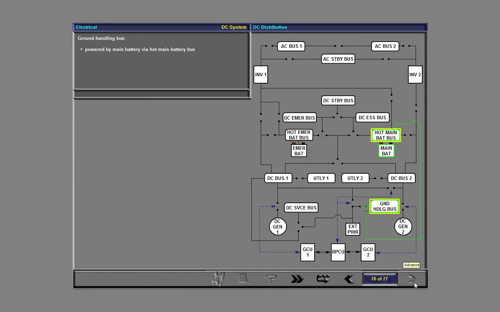Next we shall describe the ground handling bus. This bus is powered by either the main battery via the hot main battery bus or by external power. It supplies DC loads for servicing on the ground with the battery switch off, and it is depowered in flight since the loads it supplies are not required.